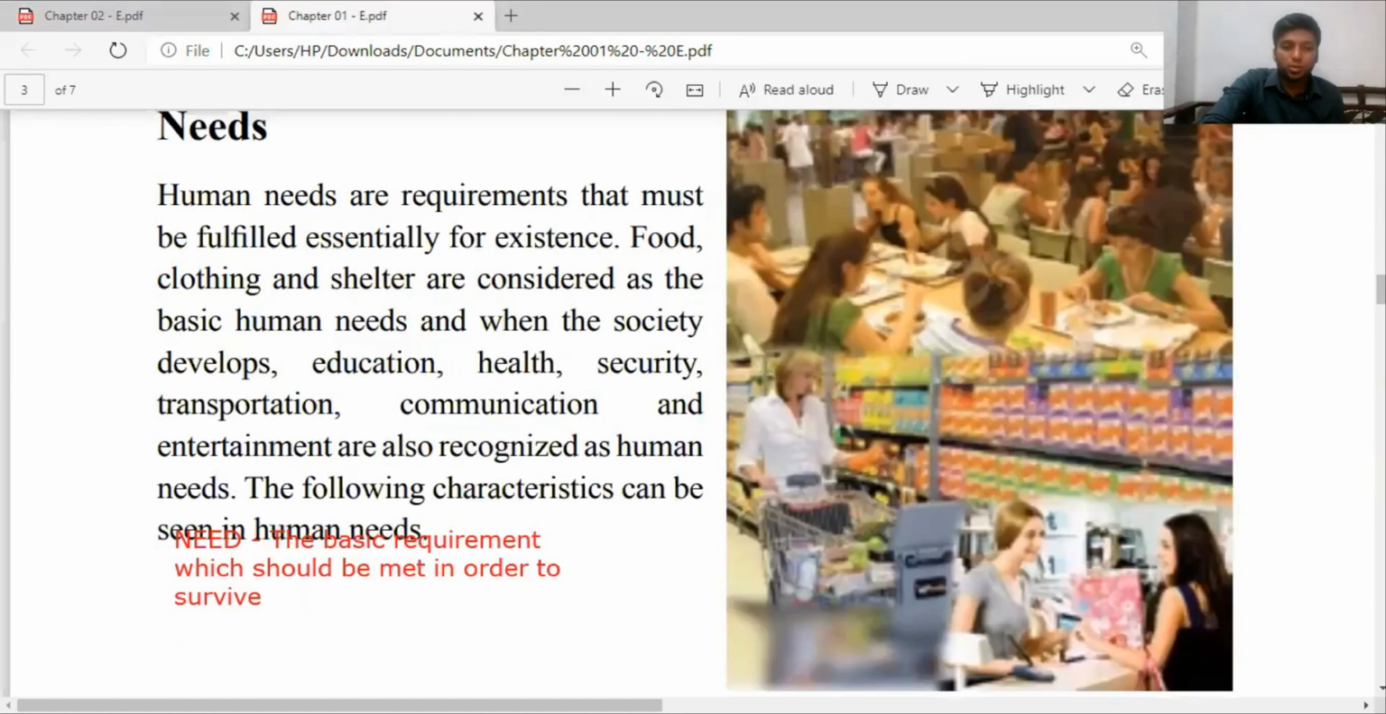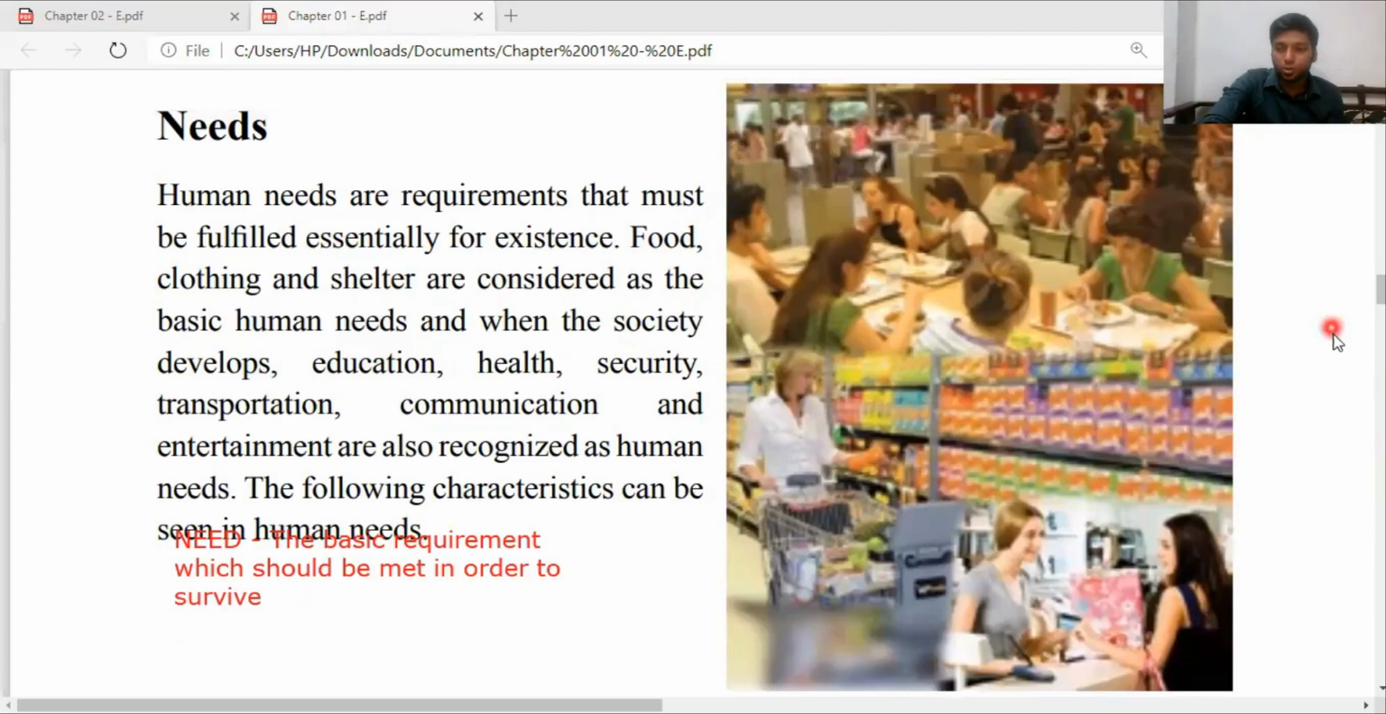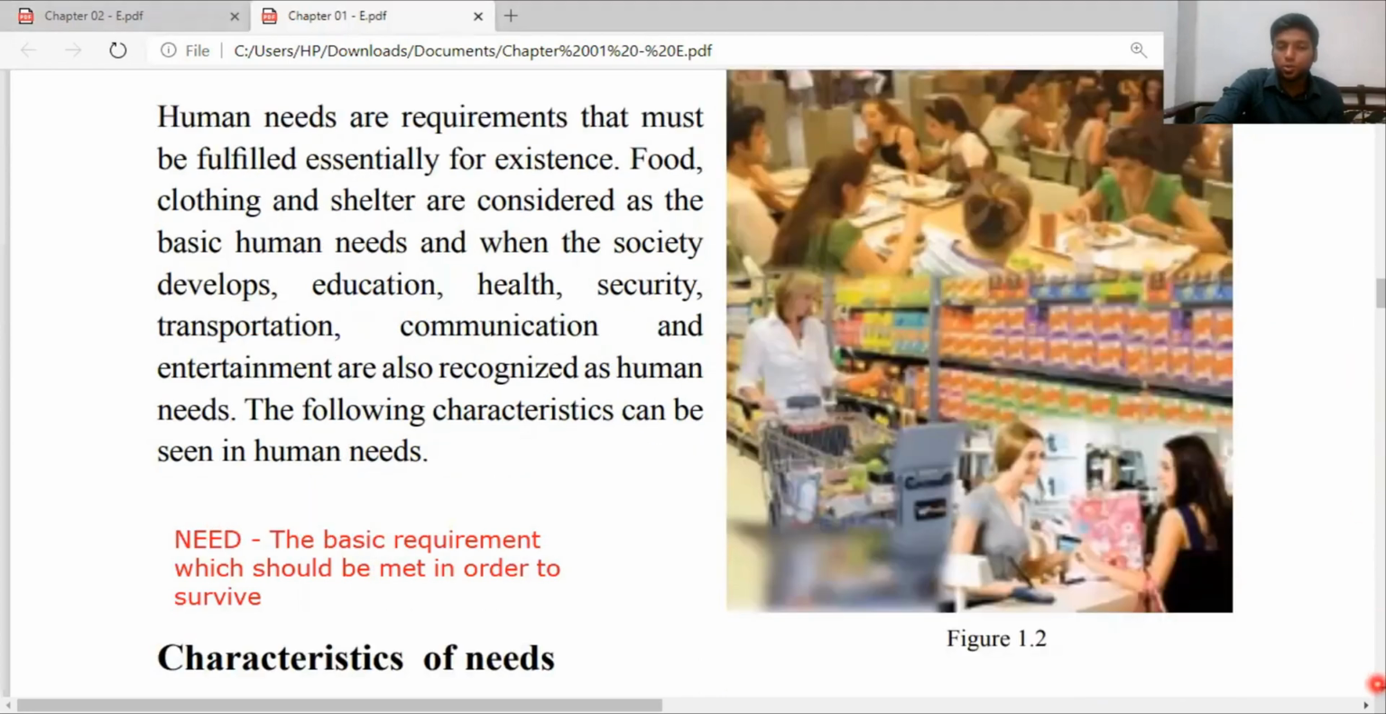Human needs are requirements. This is tested in all papers. That's why I'm reading this for you. And guys, I'm reading not to show that I know a lot. I wanted you to know that this is how we do the exams. It's how you need to know. I'm reading for your satisfaction, because some students understand it very easily, but some students find it very hard to learn the things. So if you have any concerns, you can comment in the comment section.